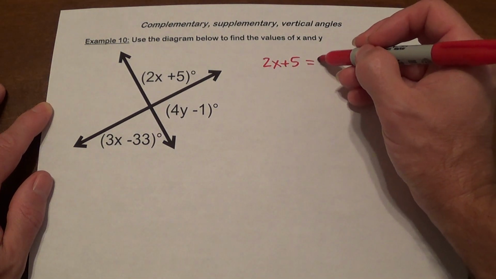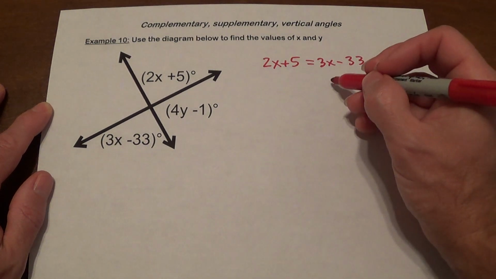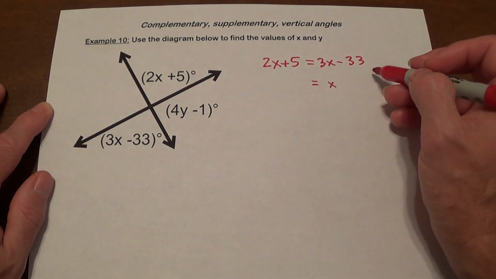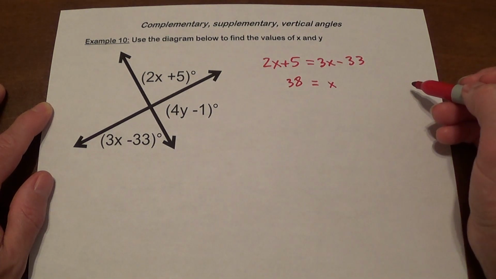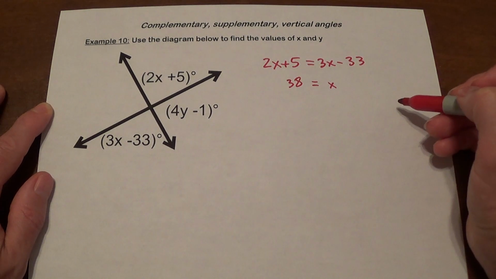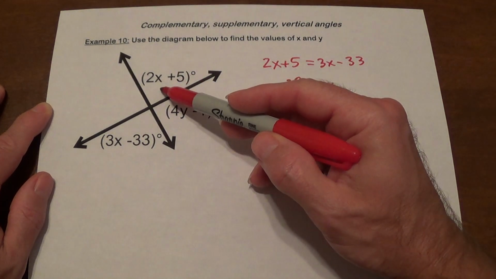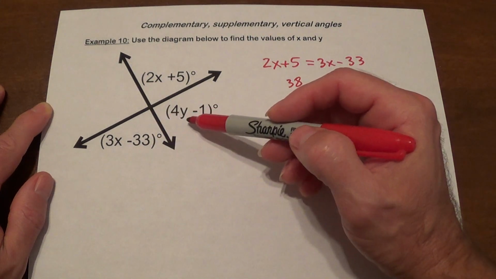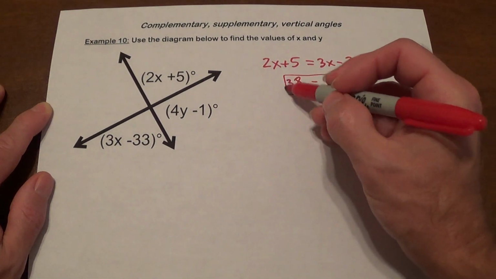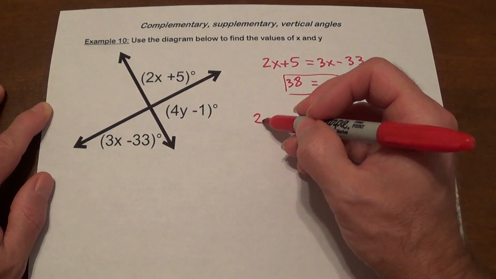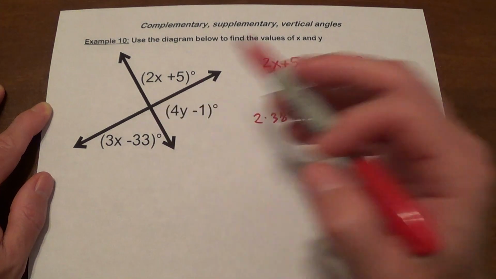So 2x plus 5 equals 3x minus 33. We need to solve this equation. X equals, we're going to have 38 here. So x is 38. Now, unlike the previous problem, we actually are going to need to find the measure of either that angle or that angle, because otherwise we're not going to be able to find the value of y. So if I take this value here and substitute that into 2x plus 5, I will be able to find the measure of that angle.